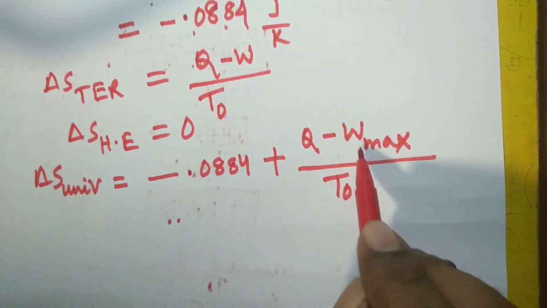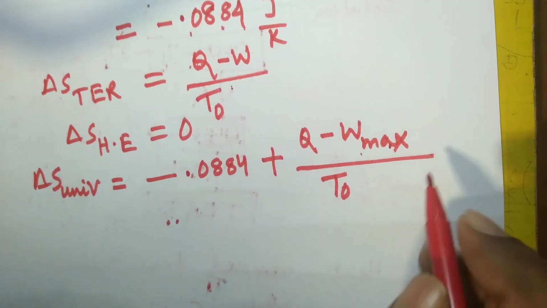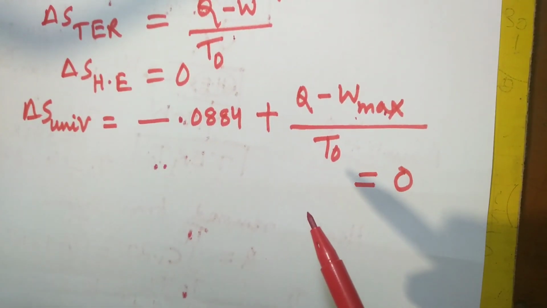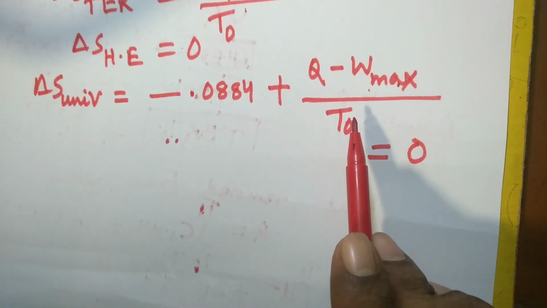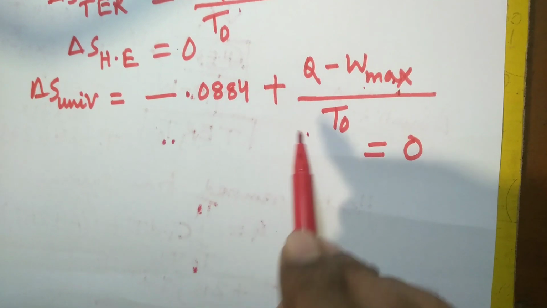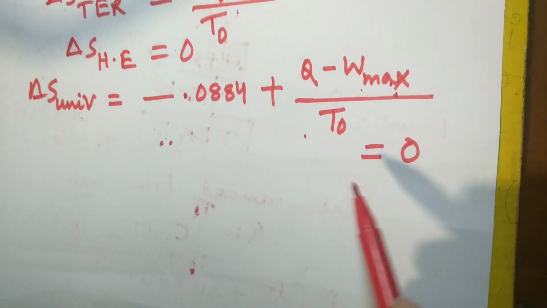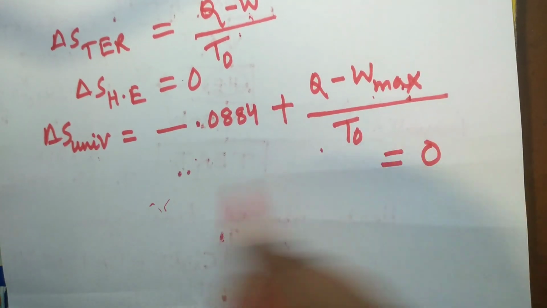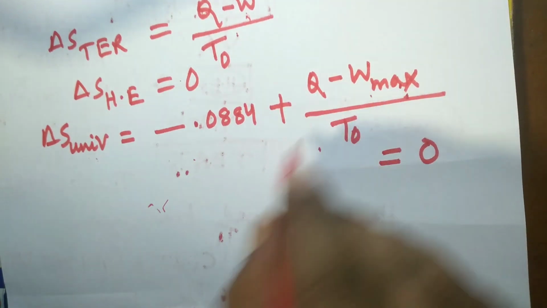And this is especially when W is maximum work, means the processes are reversible, and for reversible process delta S universe is equal to 0. So from principle of increase of entropy, when all the processes are reversible, maximum amount of work is produced. So in place of W, if we put W max, this would correspond to 0, because delta S universe for a reversible process is 0. And so from this equation we can find out W max, because we have already found out the value of Q.